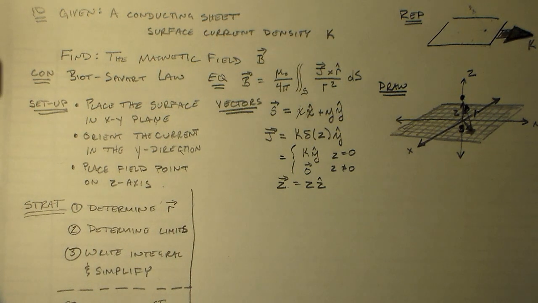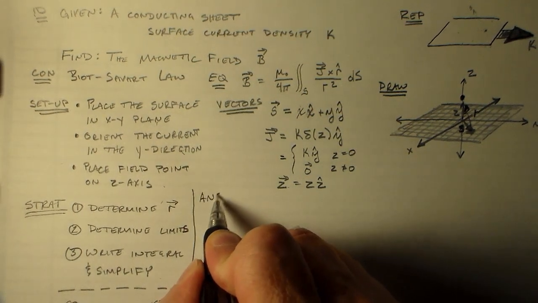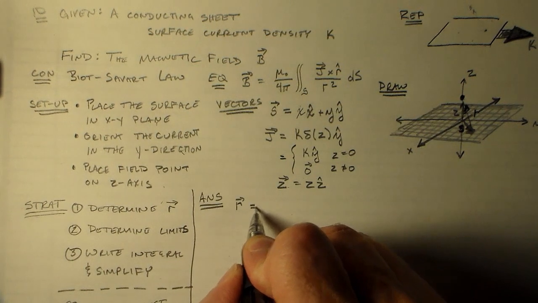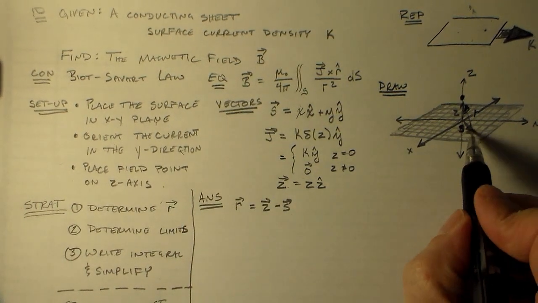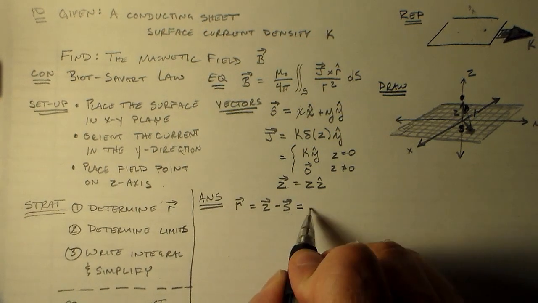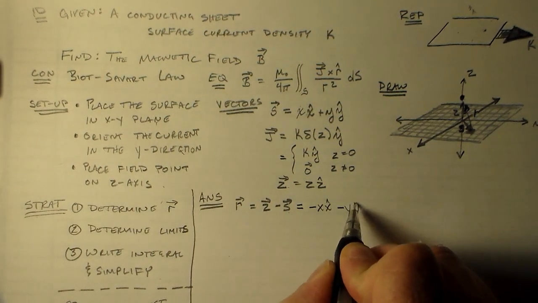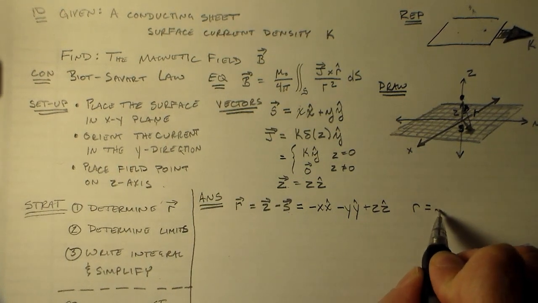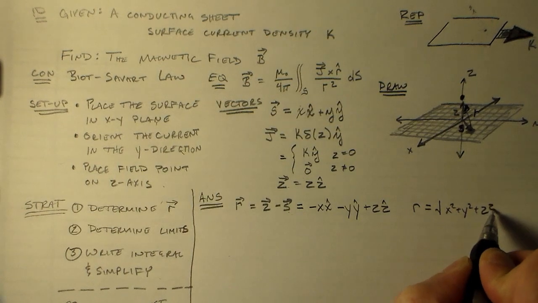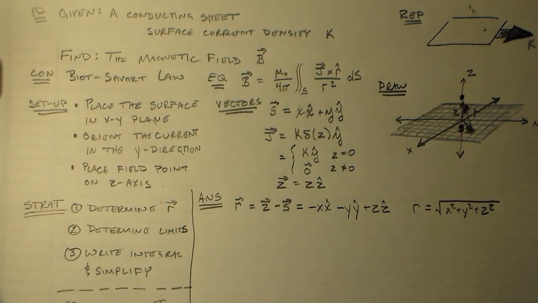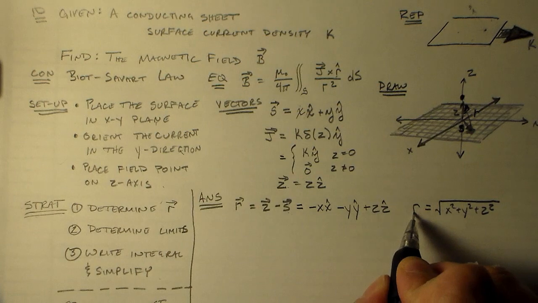Let's see. At this point we are calculating, right? So we're going for our answer. First, our distance from here to here, r, is z minus s. From s to z is z minus s, right? So that's going to give us minus x, x hat, minus y, y hat, plus z, z hat. This is about as easy as it gets. And that gives us a magnitude of the square root of x squared plus y squared plus z squared. And this guy, remember, is just this divided by that, right? So r hat is just the vector r divided by the magnitude of r, the displacement divided by the distance.